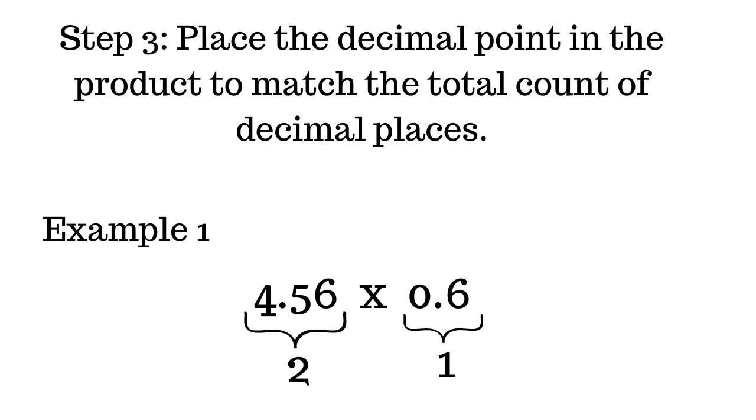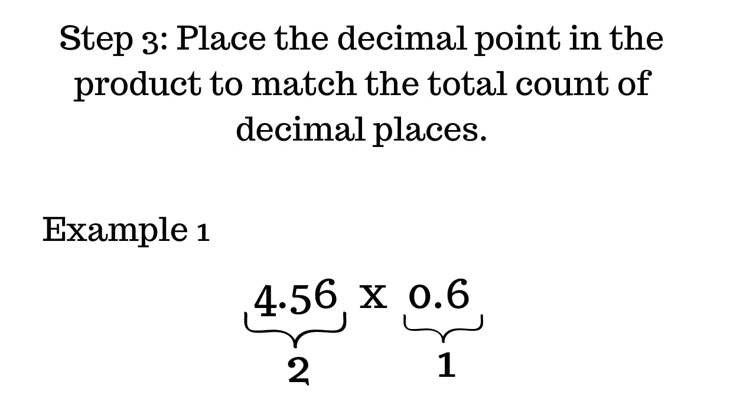right. And in 0.6, we have one decimal place because we have just one number after the point. The total number of decimal places is 3. So we will go ahead and multiply the numbers as if they are whole numbers. We will just omit the points. Take out the point on the first number, we will have 456. Take out the point on the second number, we will have 06, which is 6.